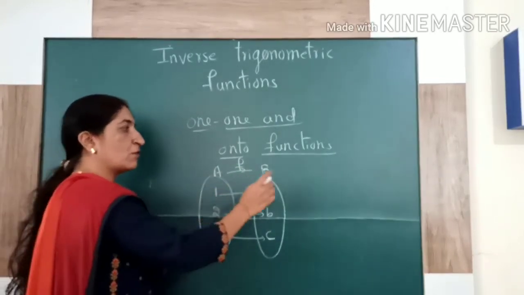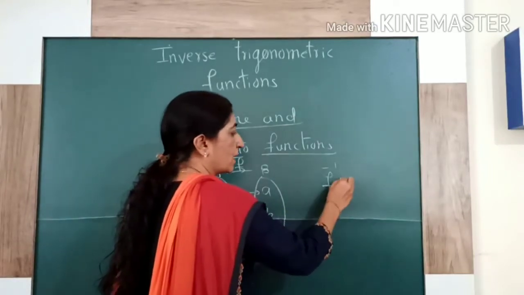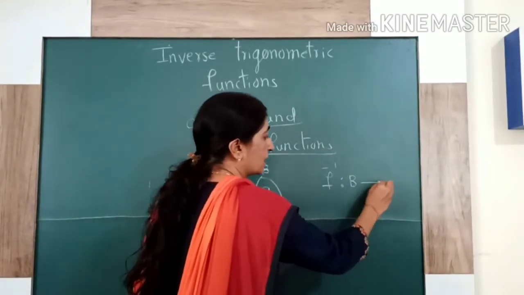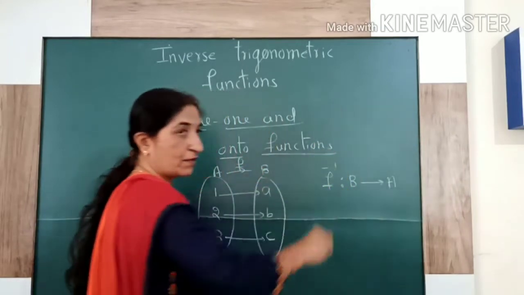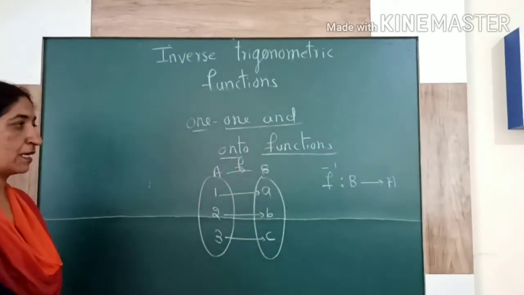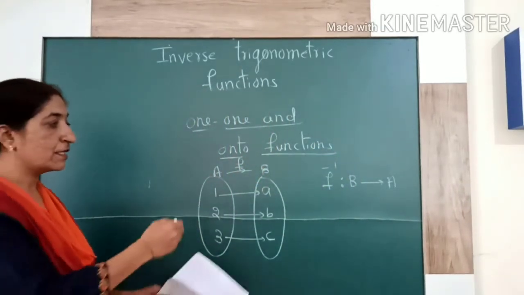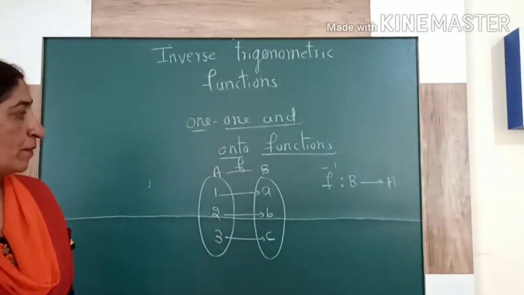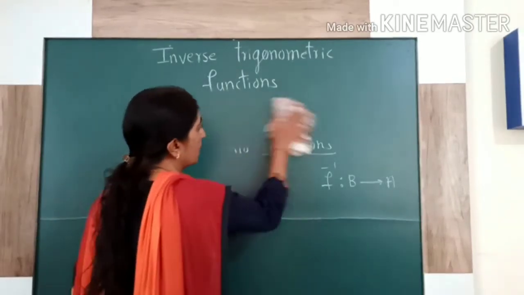If the function is one-one and onto, we can define the inverse. Inverse means the sets are interchanged. The first set becomes second and the second set becomes first. And this we are studying in trigonometry. So how to study in trigonometry?